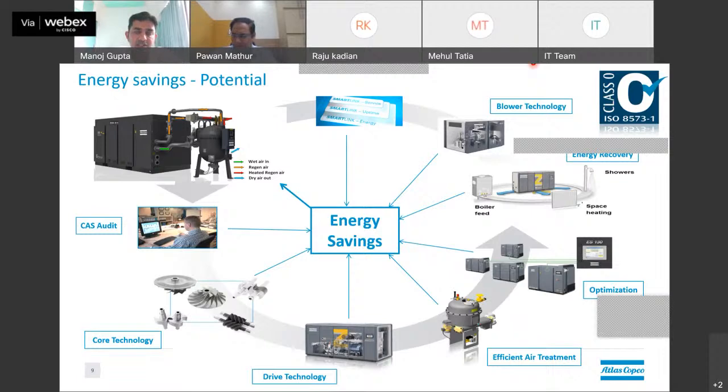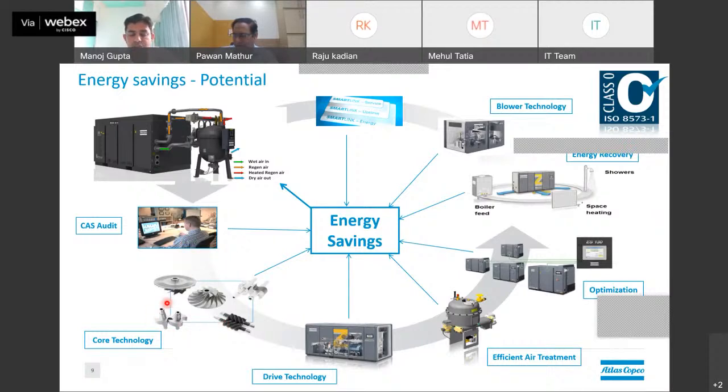So this is the graph where we can see the energy saving potential, in what areas we can save energy. To start with is the CAS audit, the compressed air system audit. We have the facility to audit the compressed air system, where we can analyze your demand, your pressure requirement, your working pattern, and how much variation is there, on the demand point side and the generation point. All this audit we do in-house with our dedicated air audit team. By doing this, we can analyze what the requirement is, and then we can propose the solution.